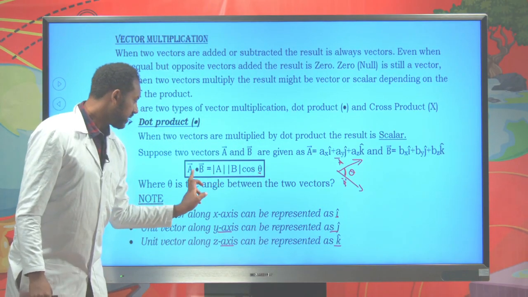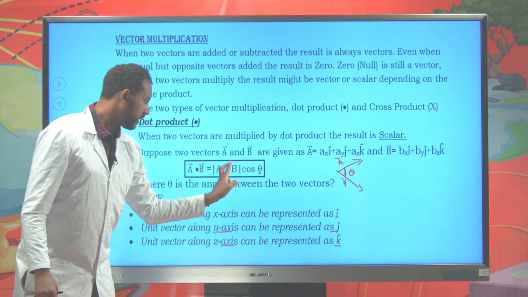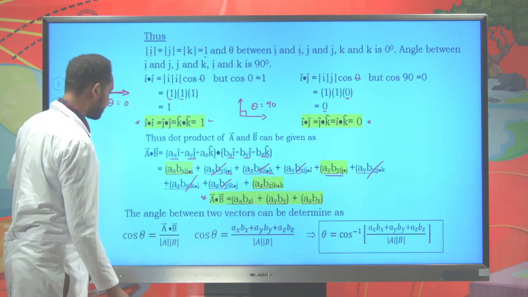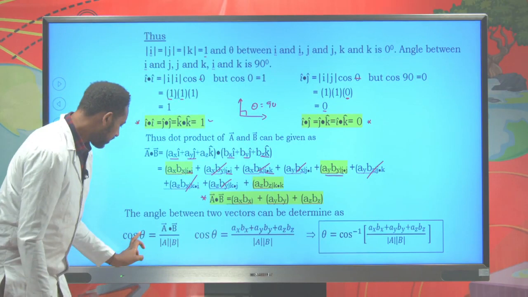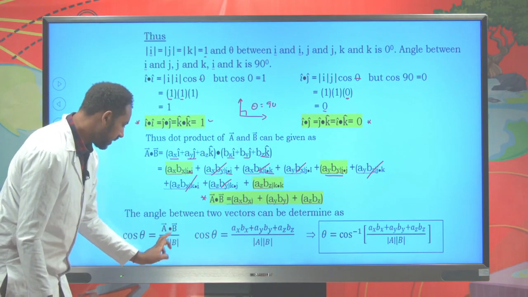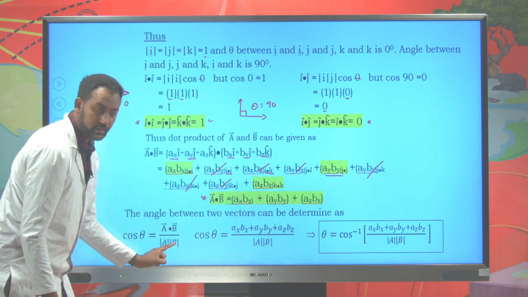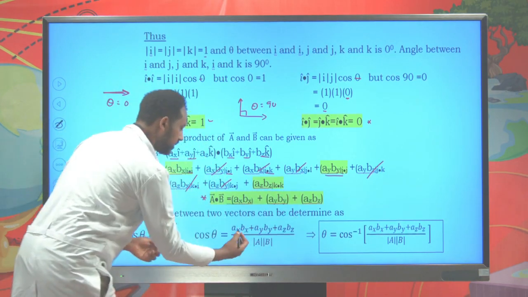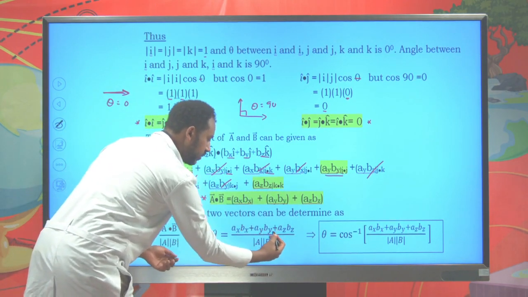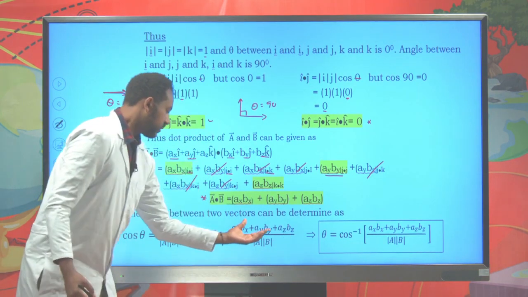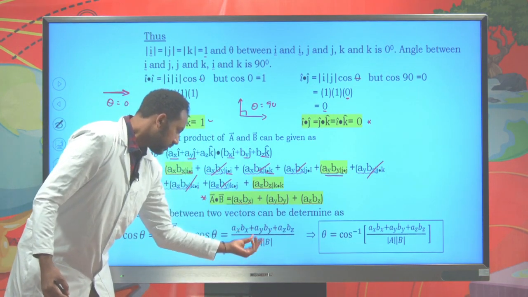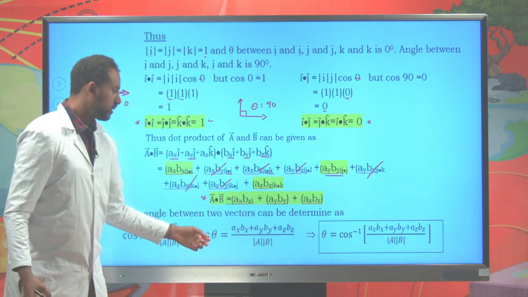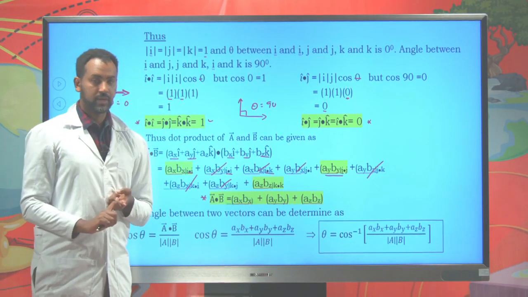Previously we have said that A dot B can be given as the magnitude of A, the magnitude of B, cosine of theta. The angle can be determined using cosine of theta is A dot B over the magnitude of A and the magnitude of B. A dot B, we know that it's possible to determine using AX BX, AY BY, AZ BZ. Therefore, the dot product over the magnitude of each quantity gives you the angle between the two vectors.